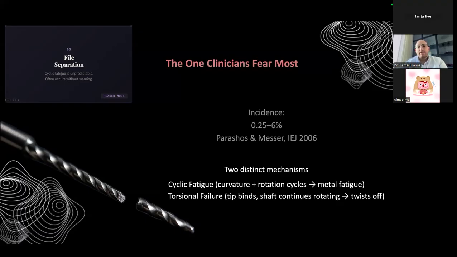However, torsional failure is when the tip of the file gets stuck at one point in the canal, and the shaft continues to rotate, so the file twists off. This is definitely harder to retrieve or bypass, as the file already blocks this part, and making the file unblock or unbind in this area is sometimes a little bit harder.